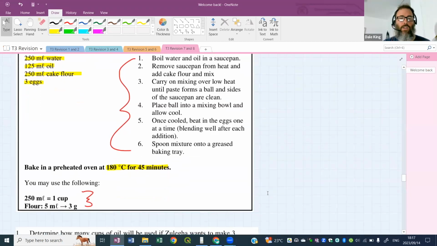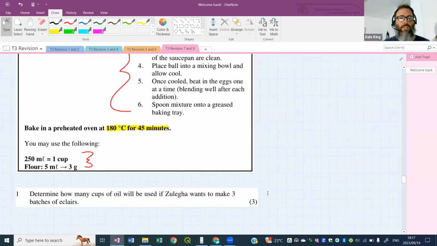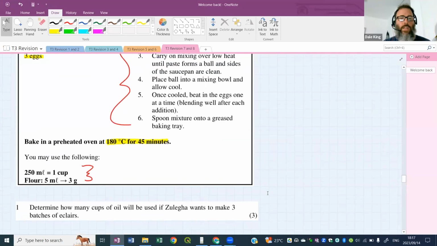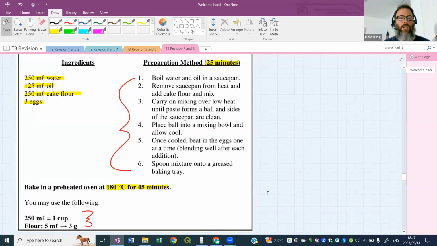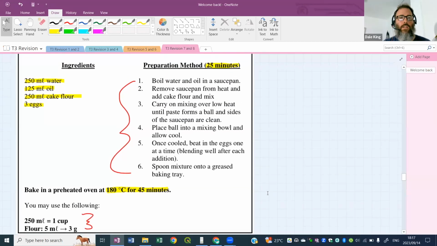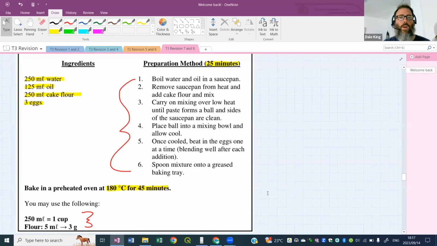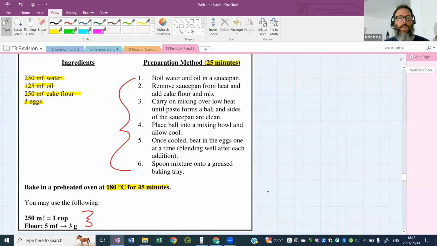Let's see what they're going to ask us. I mean, what can they ask us? It's conversions. Determine how many cups of oil will be used if Zulega wants to make 3 batches of eclairs. How many cups of oil for 3 batches of eclairs? This recipe on your screen in front of you makes 1 batch. How many cups of oil?